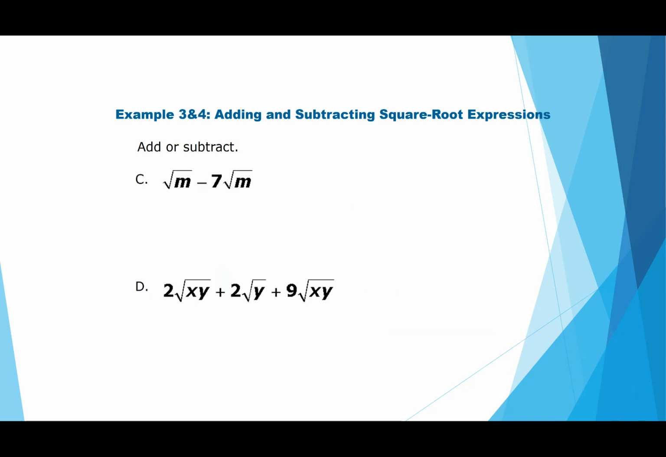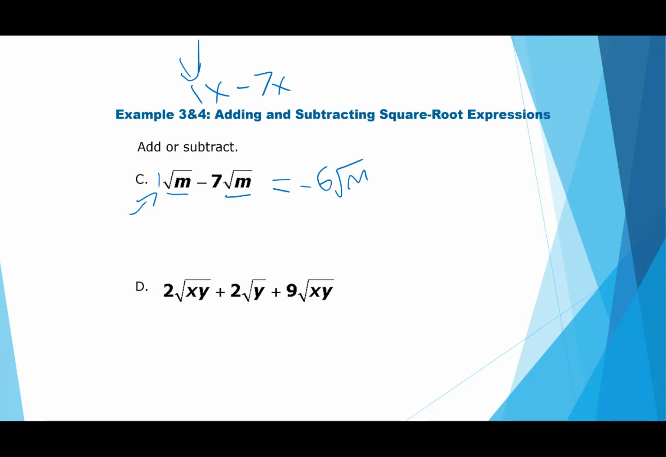All right, so here in C, we have square root of m minus 7 square root of m. Now, both of them have square root of m. They are like radicals. But what you need to remember here is just like if you saw x minus 7x, you'd have to remember that that's the same as 1x. So in this case, it's the same as 1 square root of m. When you subtract these like radicals, 1 minus 7 is negative 6. So it would be negative 6 square root of m.